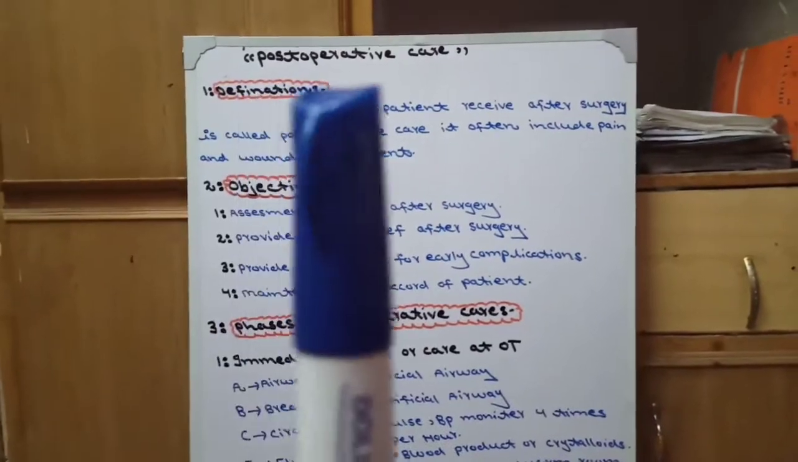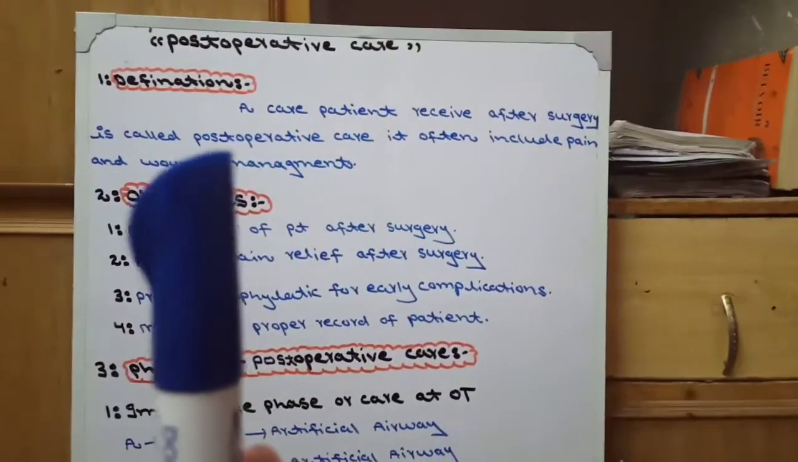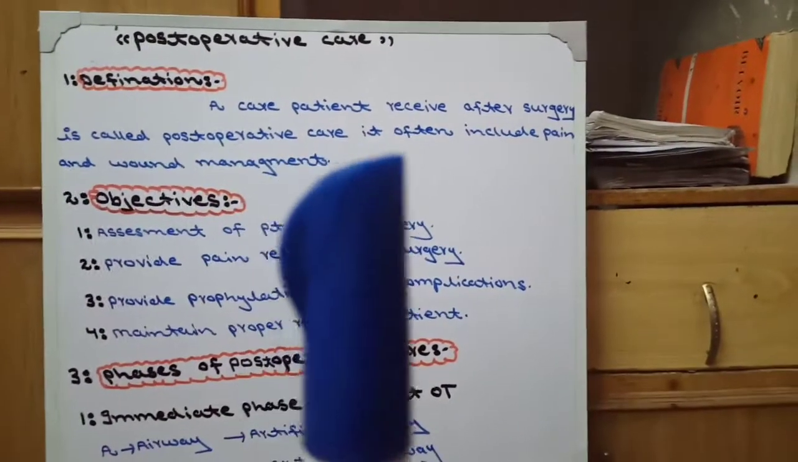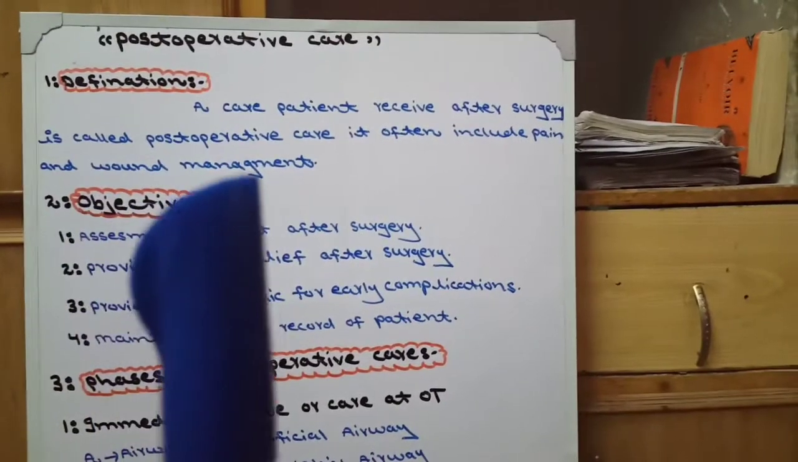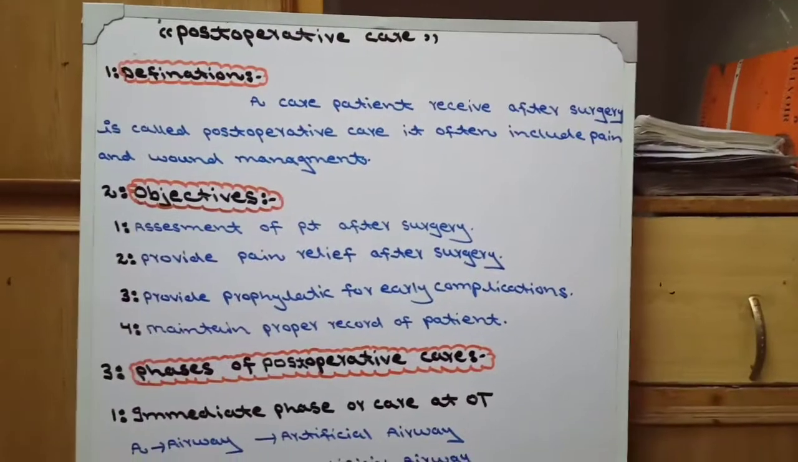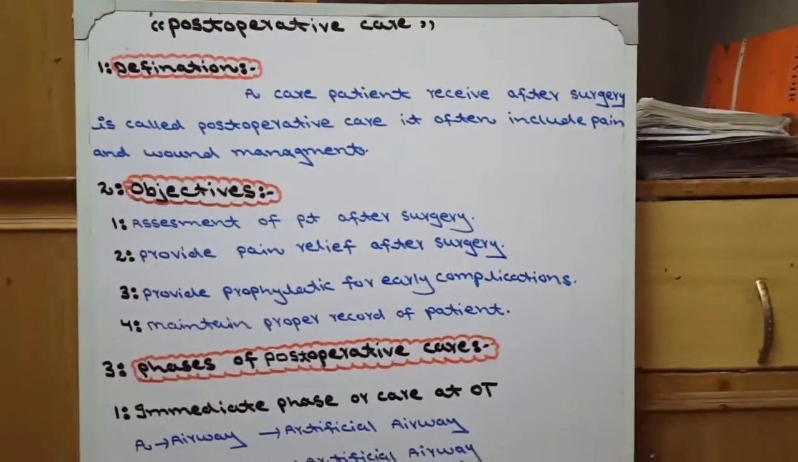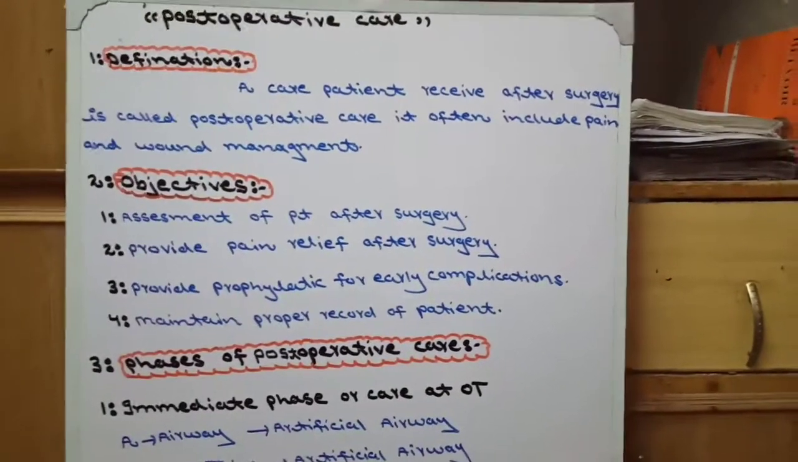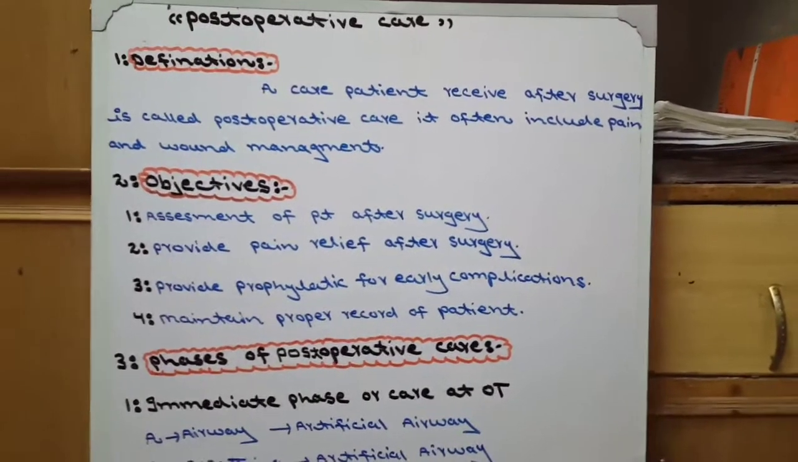What is post-operative care? The care a patient receives after surgery is called post-operative care. It often includes pain and wound management.